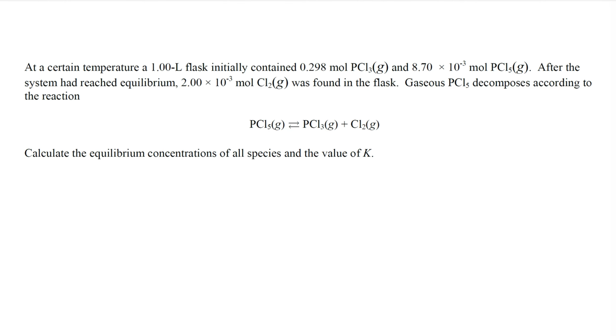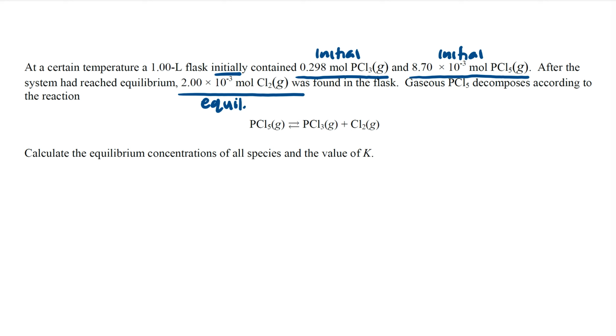Alrighty, we have a 1 liter flask that initially contains 0.298 moles of PCl3 and 8.70 times 10 to the negative 3 moles of PCl5. Equilibrium is established, and at equilibrium, 2.00 times 10 to the negative third moles of chlorine are in the flask.